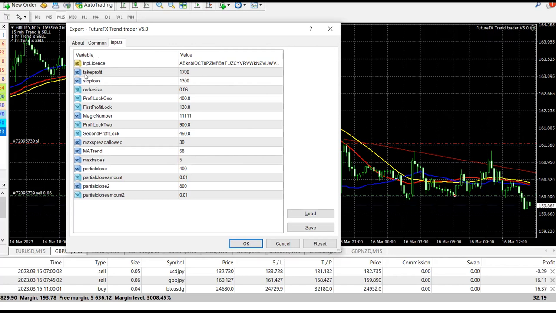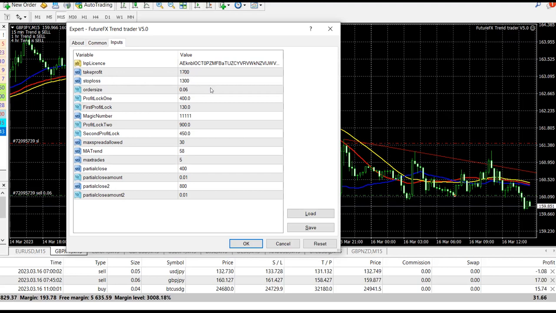Take profit, very self-explanatory. By default here, it's set at 1,700. That is 1,700 points. There are 10 points in a pip, so that is 170 pips that we're aiming for with profit. Stop loss, self-explanatory also.